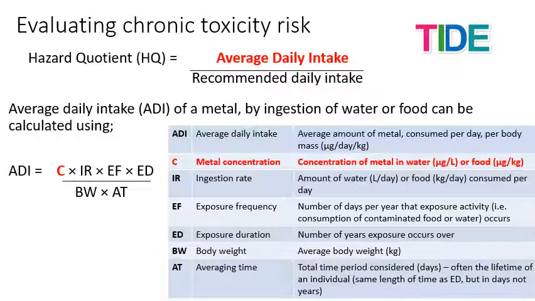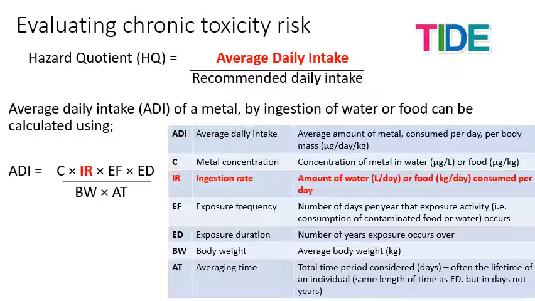C stands for the metal concentration in either the drinking water or the food being considered in this calculation, in micrograms per litre in the case of water, or micrograms per kilogram in the case of food. This variable is set by the collection of samples of this material and the measurement of metal concentrations in a lab. The 5 remaining variables, however, must be set according to knowledge of the population of people being considered in the risk assessment.